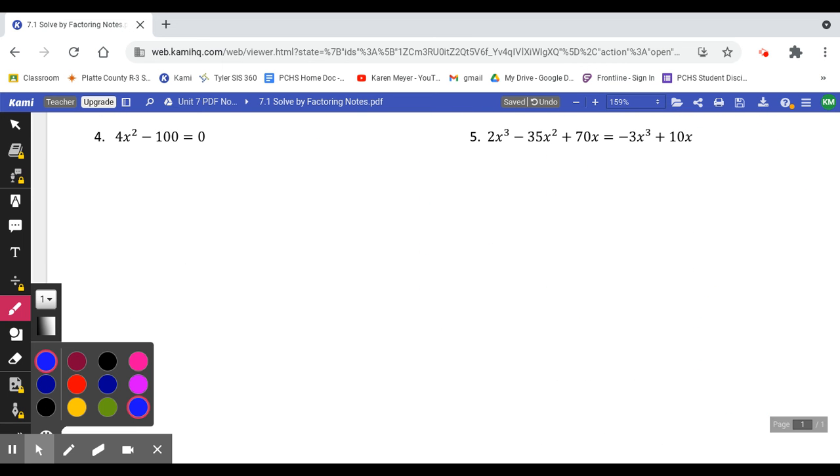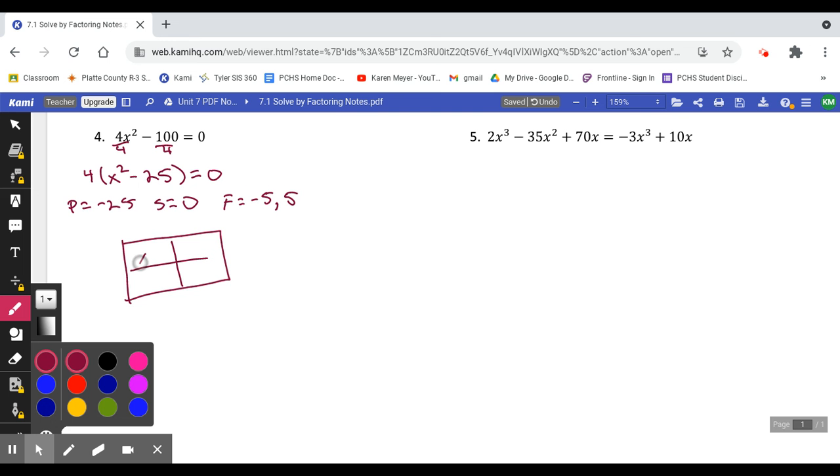Okay. Does it equal 0? Yes. Does it have a GCF? Yes. So we can take out a 4. So then I get x squared minus 25 equals 0. Product is negative 25. Sum is 0. Remember, if the middle's not listed, it is 0. So what multiplies for negative 25 that adds for 0? Well, that would be negative 5 and positive 5.